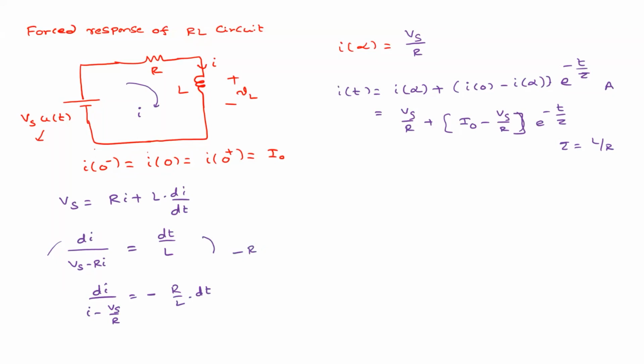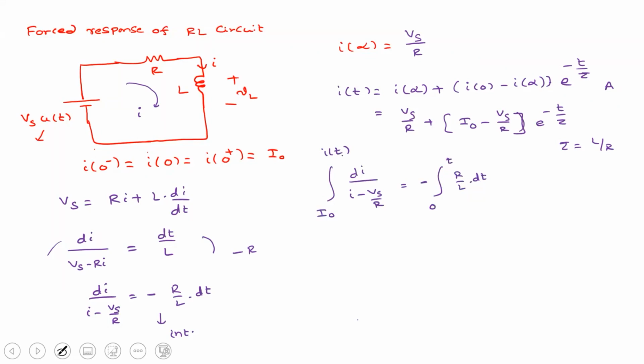Yes, sir. Okay, so now what is the next step? Integrate this one. Integrate, it is in our required format, di by I minus something, right? This is the format ultimately that we need to achieve, right? Di terms on one side, dt terms on the other side. So if you integrate this one, it is di by I minus Vs by R, which is equal to minus of R by L into dt. This is 0 and this is t. This is I naught and this is I of t, right? So can you directly tell me what is I of t?